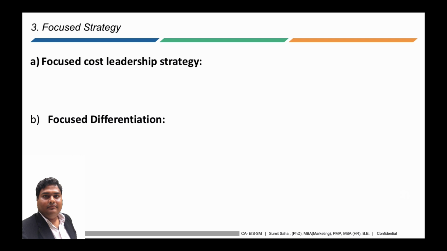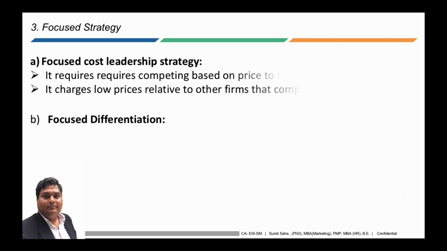And next is, we'll talk about focus strategy. Third, last strategy, focus strategy, which is focused cost leadership. Means narrowly I'm talking about, right? What is that? It requires competing based on price to target a narrow market. It charges low prices relative to other firms that compete within the target market. Now let's say that Apple wants to penetrate the existing market, wherein they want to sell off this product, or they want to clear their stock. What they will do? They will keep on giving the focus strategy.